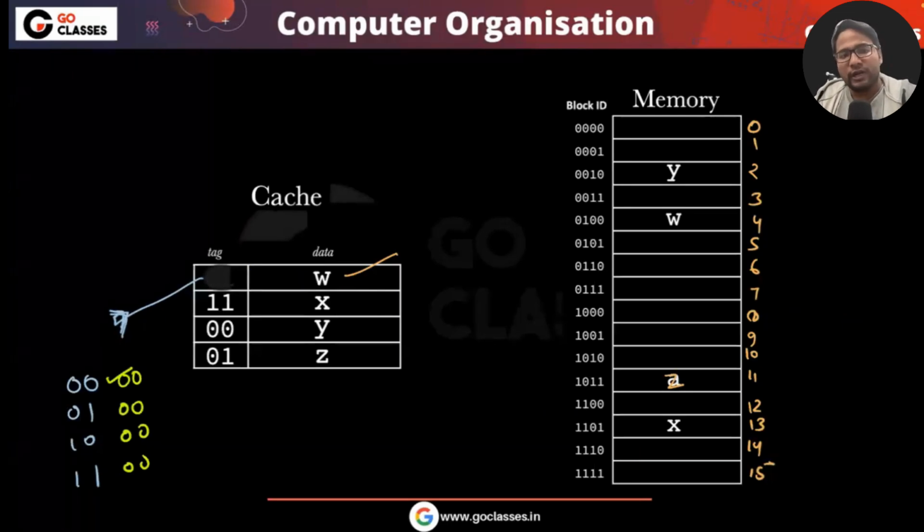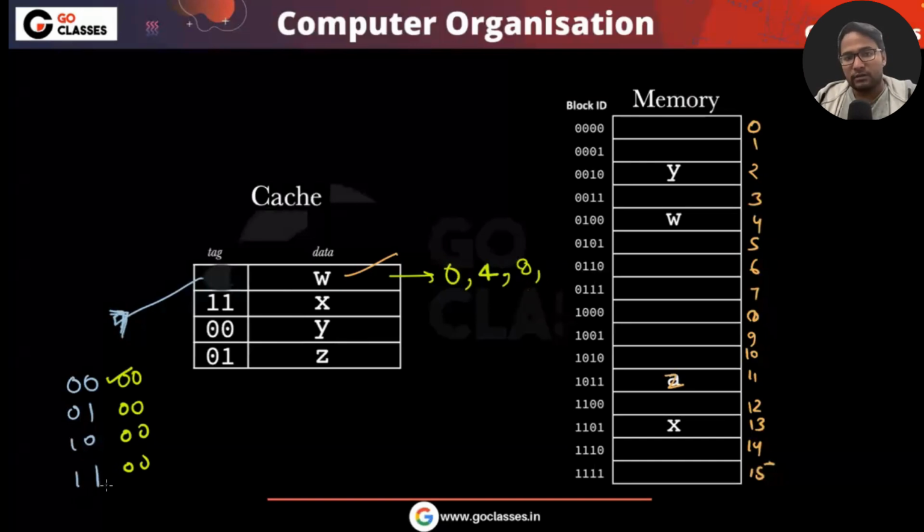If it is 00, you tell me what is the block number it currently contains. If it is 00, then you will say the block number 0. If it is 01, then the block number, can you tell me? If the tag is 01, then there will be the block number 4, isn't it? Because index is 00, right? If tag is 10, then what is the block number? 8. If tag is 11, then what is the block number? 12, right? So basically, depending on the tag, you're telling me what are the block numbers.